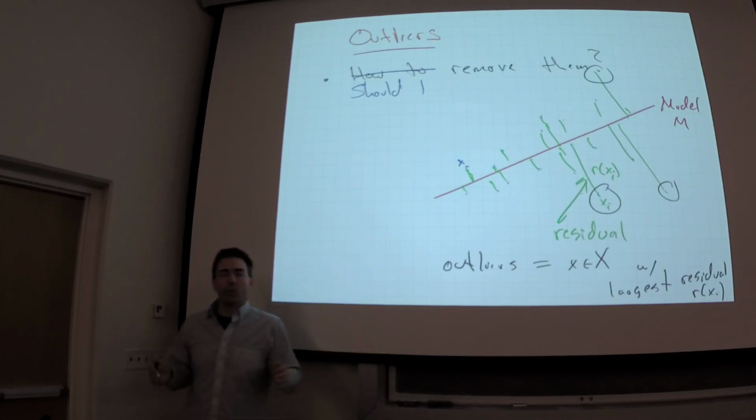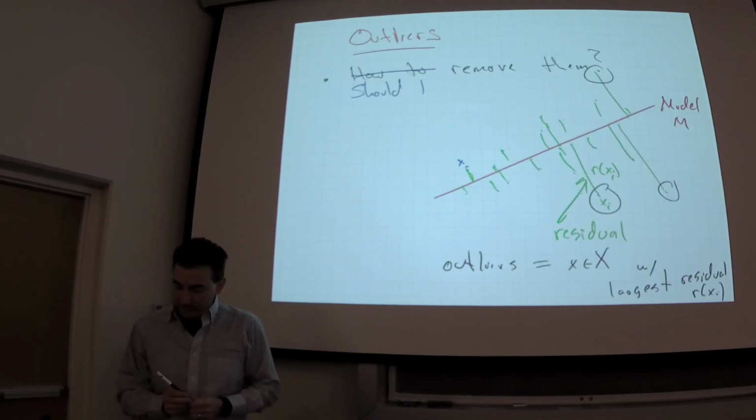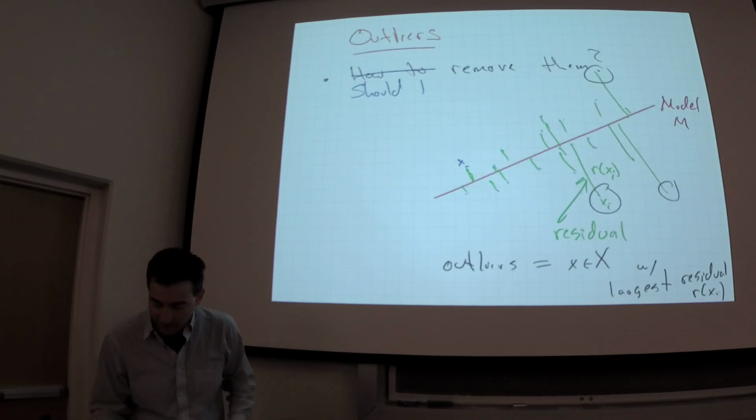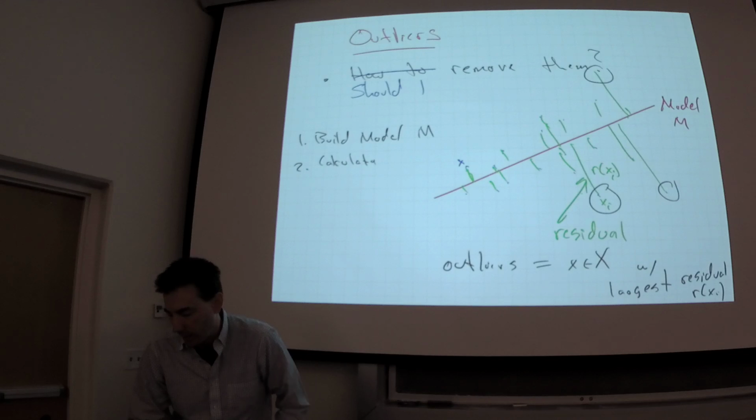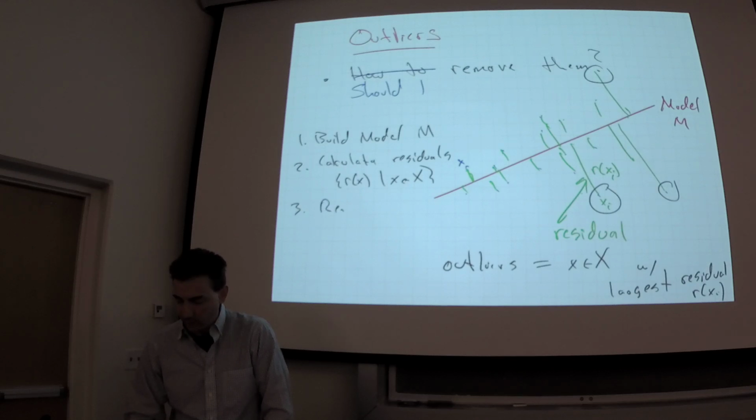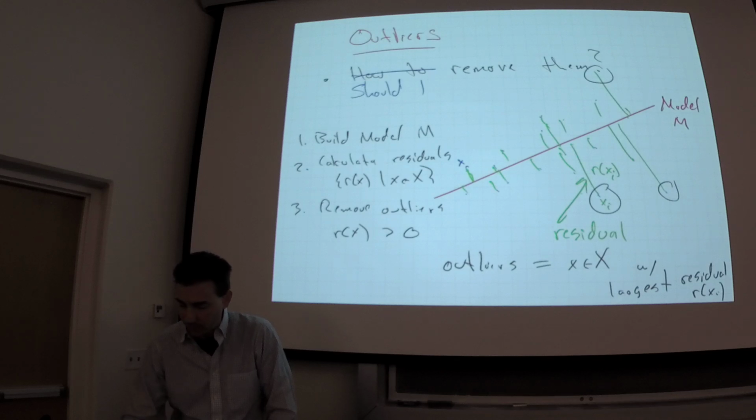Okay, so if I treated it this way, my algorithm would be: 1, build model M. 2, calculate the residuals, the set R of X for X in the data. And 3, remove outliers, which are those where R of X is greater than some sort of threshold.